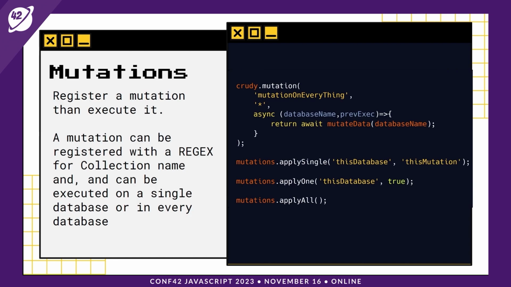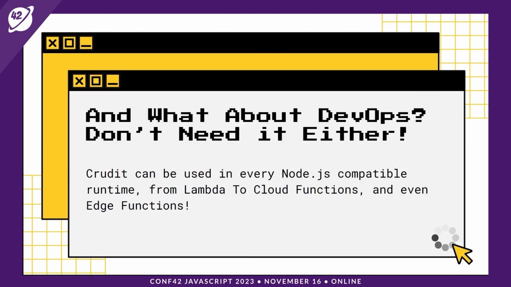Or you can apply all the mutations to all the databases in the project. So it can be very useful for a bulk mutation on every piece of data in your database, like when you need to change the structure of the data in all your customer base for a certain collection. You can do this with a mutation with apply all.